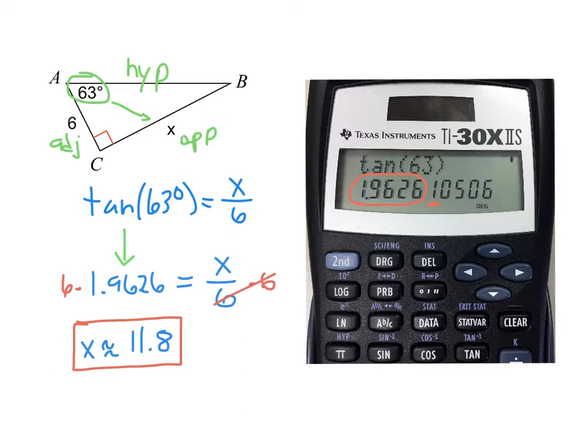I chose to use the tangent ratio because it is opposite over adjacent. And then we're going to have to use our calculator to get a value for the trig ratio that we write down. So in this case, tangent of 63 degrees, we use the calculator here to get 1.9626, and then we can solve the equation. Ultimately, we're trying to get this value for x. That's our goal. In this case, it was 11.8. Let's try a couple more quick examples.